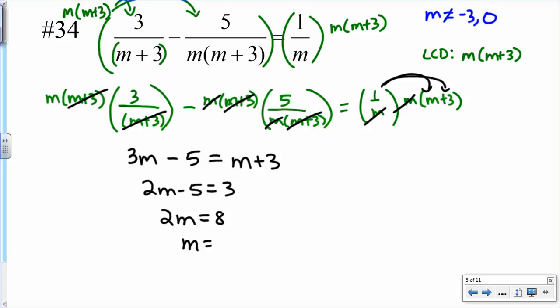2, and n equals 4. Okay? 4 is not negative 3 or 0, so 4 is a perfectly acceptable answer. Anytime you're solving any type of equation, any equation, you can always plug this back in to check to see if it's right. Yes?